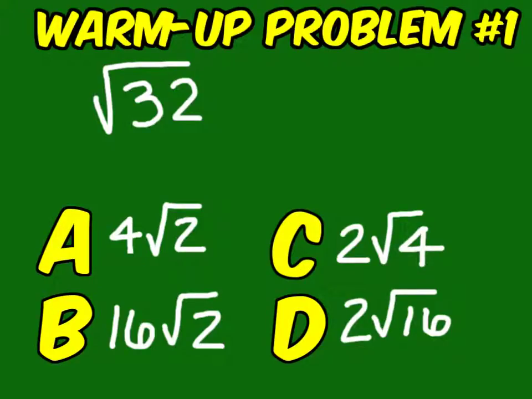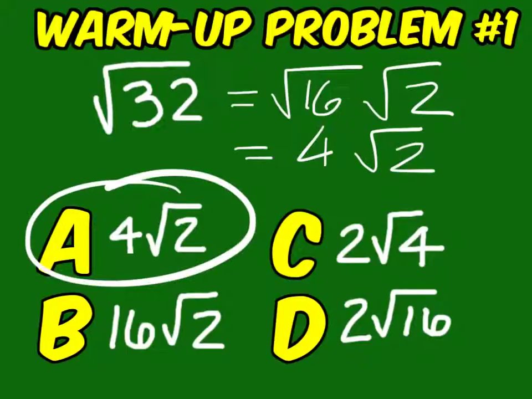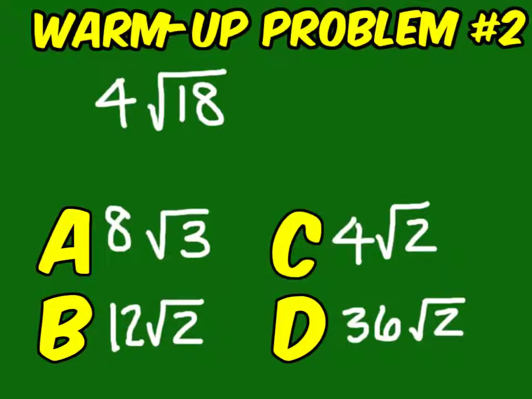Number 1. The solution for this one breaks up as the square root of 16 and the square root of 2, so that'll be 4 square root of 2. That one's off. Answer should be A. Here is number 2.